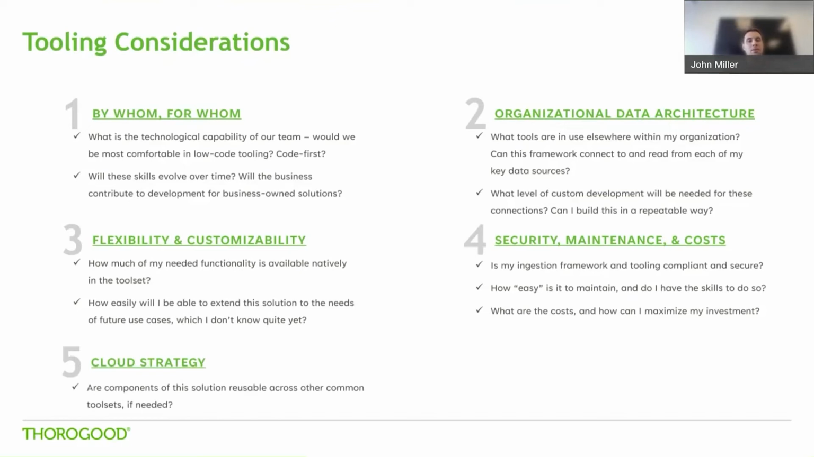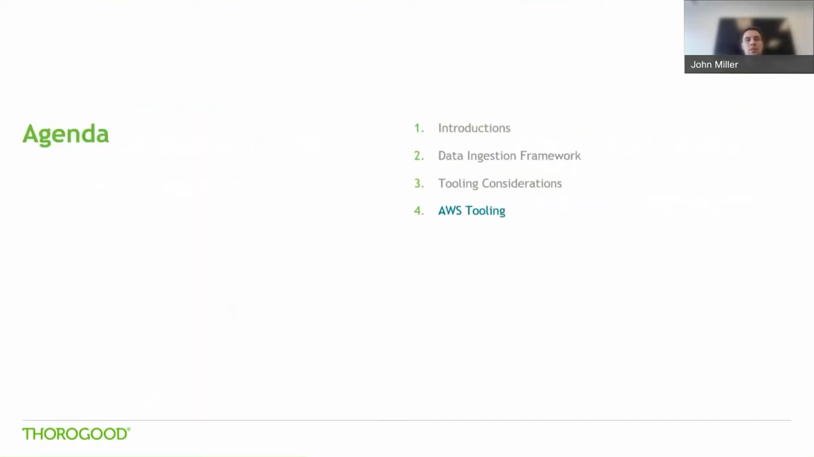And finally, a point around organizational cloud strategy. Are we narrowing on one cloud provider? Are we thinking about a multi-cloud approach using open source tools? How easy is it to change and integrate other tools in the future? So with some of these considerations in mind, I'll now hand it over to Harpreet to talk through some of the available tools in AWS.